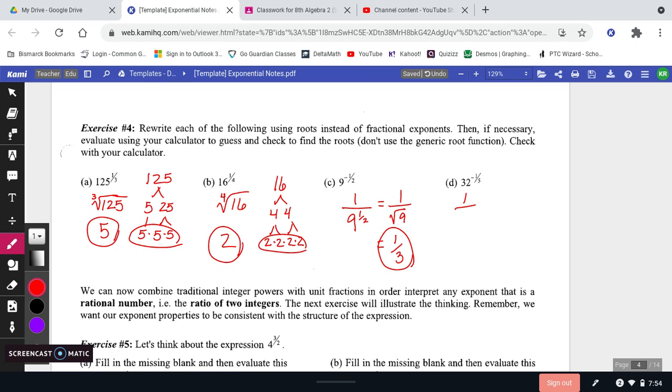Okay, 32 to the negative 1/5. So same concept here. We can do the reciprocal to take care of that negative exponent. This would be the fifth root of 32.